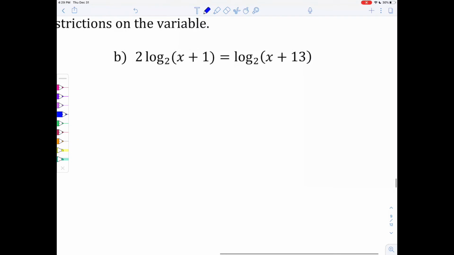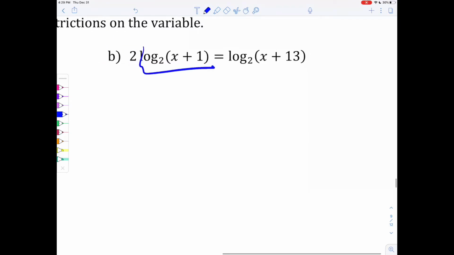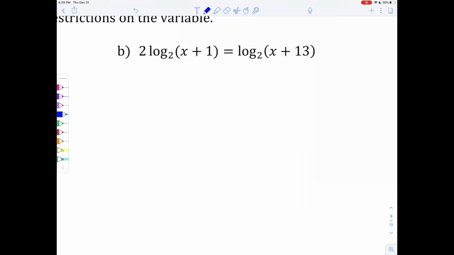Hopefully you've paused and tried these already. I'm going to now start. So we don't have log equals log here because of this 2 in front. I need a way to incorporate it in this log here. And for that I will use the power law of logarithms to say that this is the same thing as taking log base 2 of x plus 1 squared.